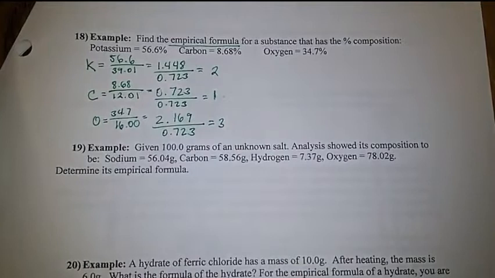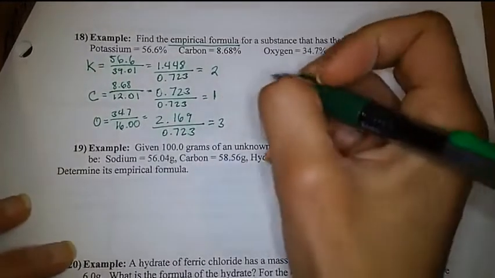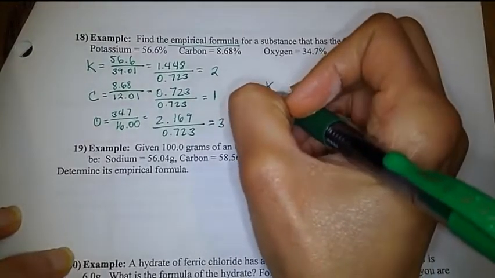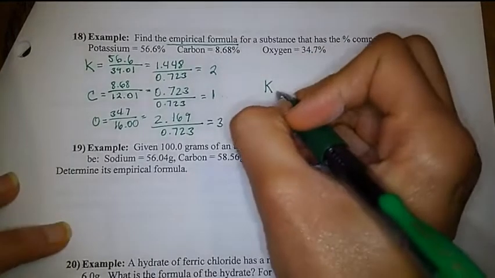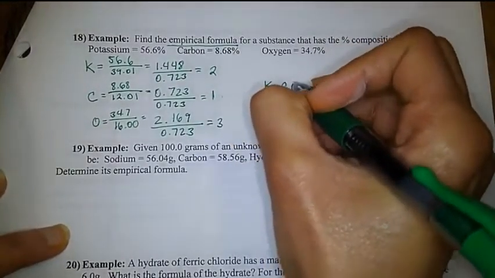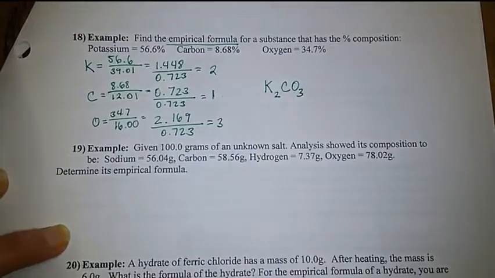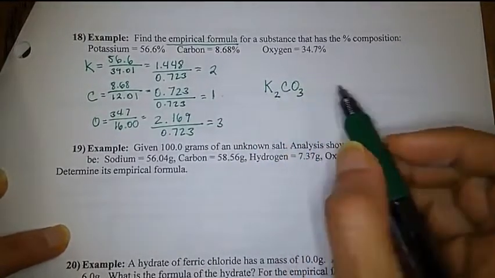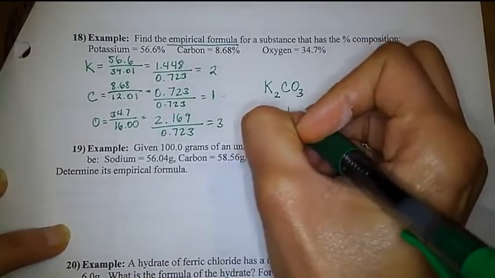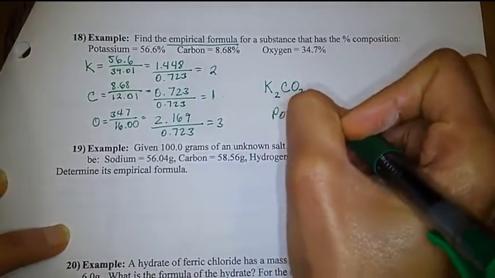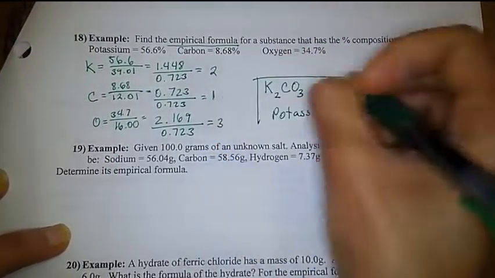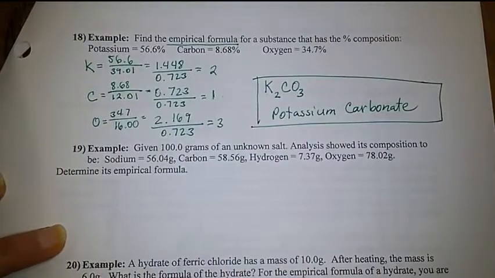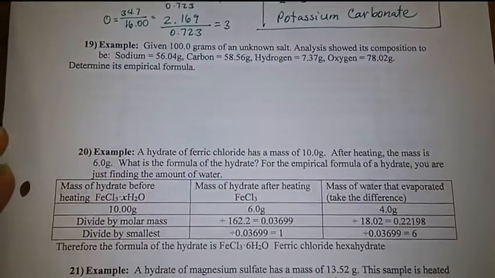So now it's my job to actually figure out in what order I need to put this and what compound it produces. Usually, it may take you a little bit to figure out what the substance is, but after some time you should be able to figure out that this is the formula of the substance, K2CO3, and the name of the substance is potassium carbonate. Okay? Potassium carbonate. So that's the name of the substance.